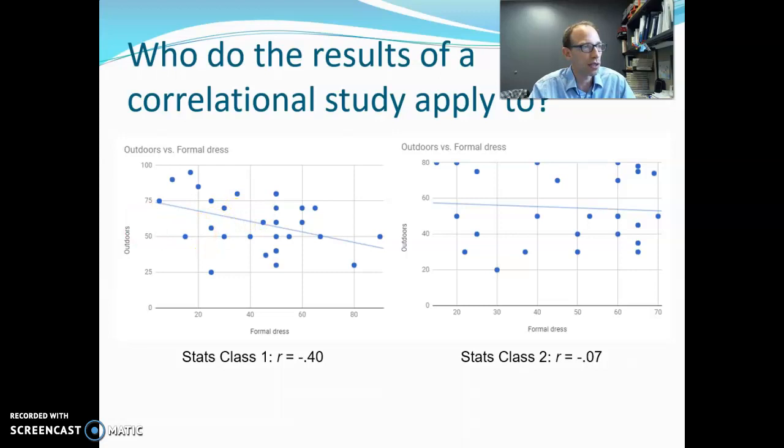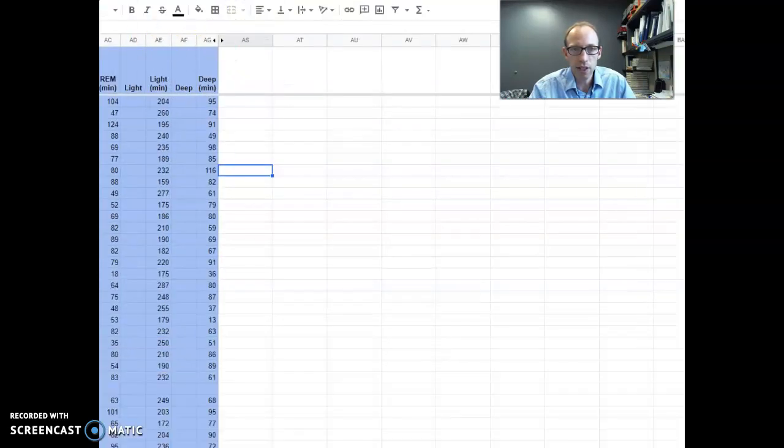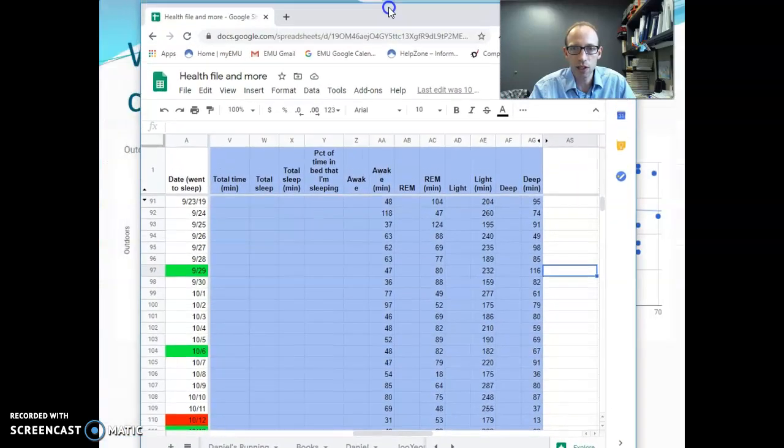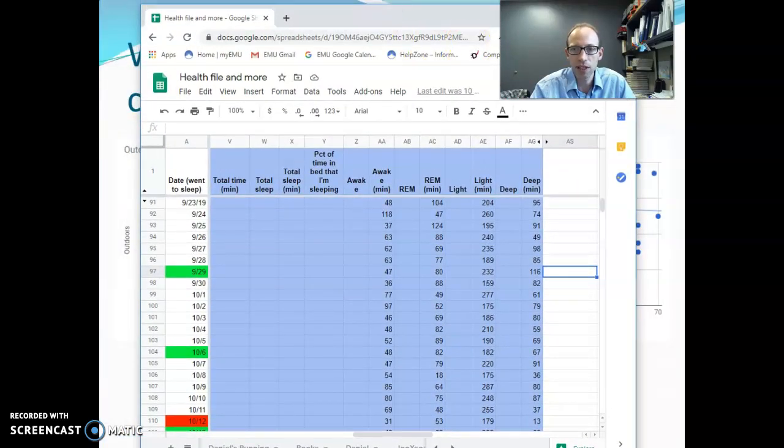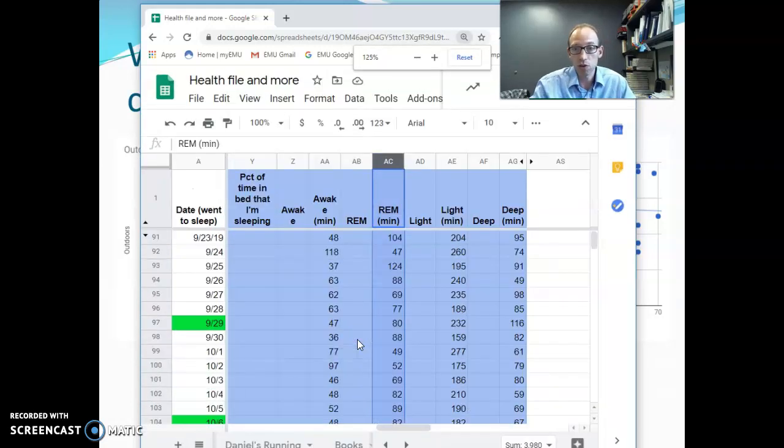Okay, the final thing I want to do is take a look at actually calculating a correlation. So if I ask you to calculate a correlation, how do you do that? Well, here I have a bunch of data on my sleep patterns. REM is rapid eye movement. It's a lighter stage of sleep, and it's typically when you do your dreaming. And then we also have deep sleep, which is very valuable for the body to heal itself.